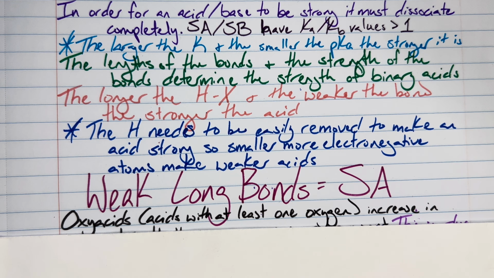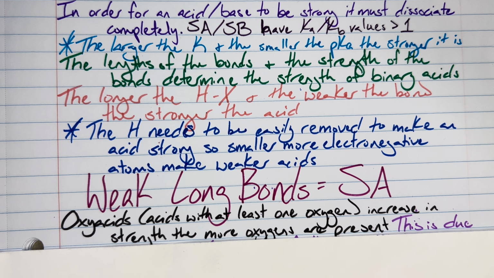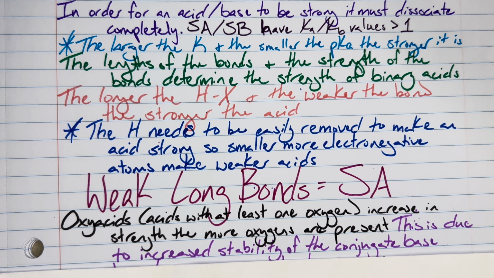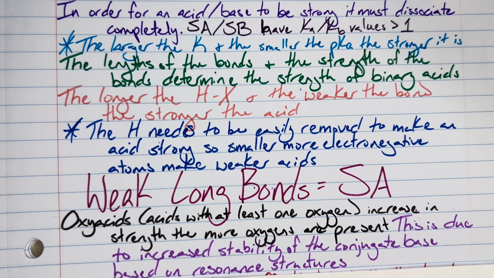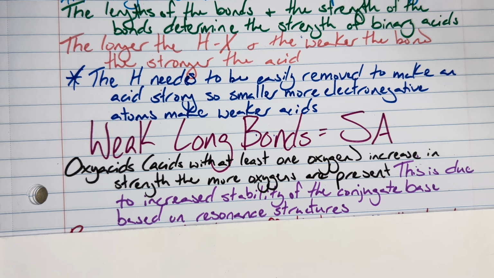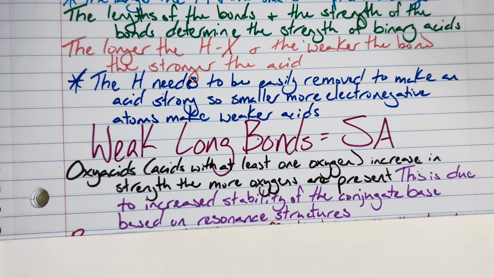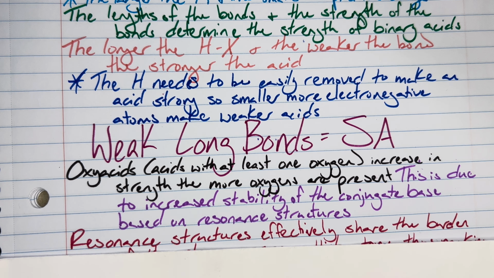Oxyacids are acids with at least one oxygen, and their strength increases comparatively the more oxygens are present. This is due to the increased stability of the conjugate bases and their number of resonance structures. So if I have two acids that both contain oxygens, whichever one contains more oxygen is going to be the more stable of the two.